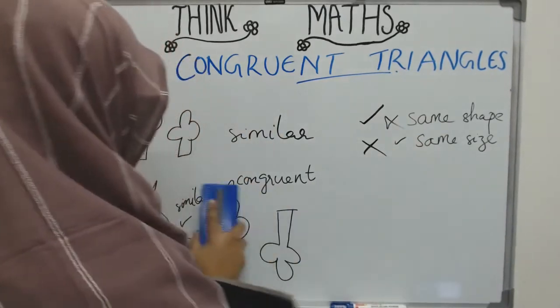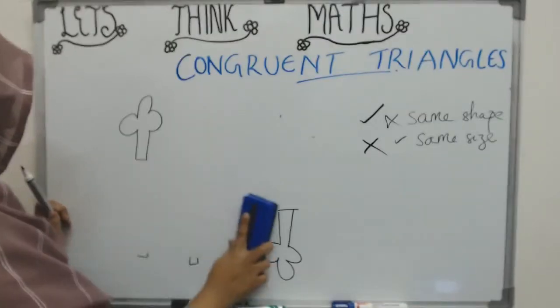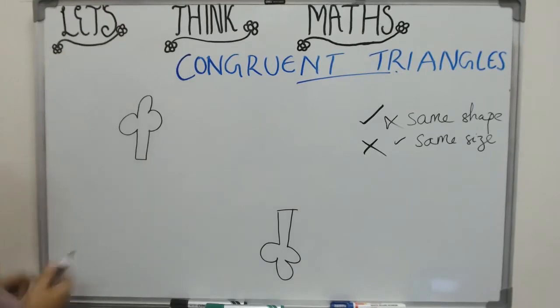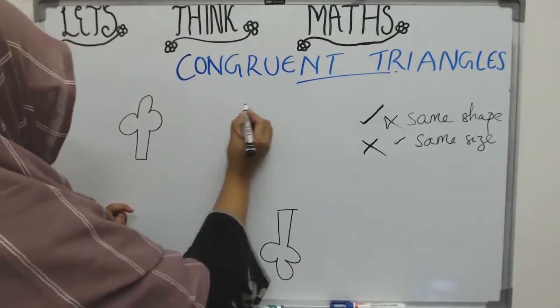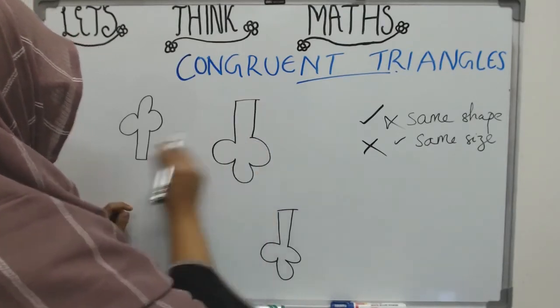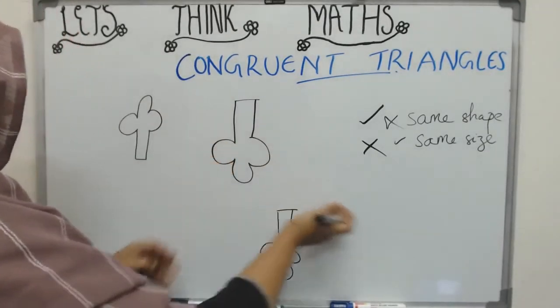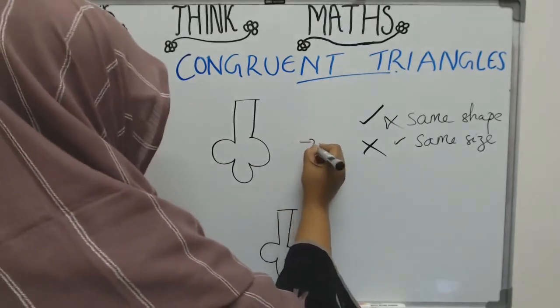Now look at the fourth figure. You can see that it has the same size and the same shape. But how is it looking? If you take this and superimpose it on this one, you will see that it does not cover it. Right? Look how it is looking. It's not going to cover, but it is still of the same shape and the same size. So it is congruent.